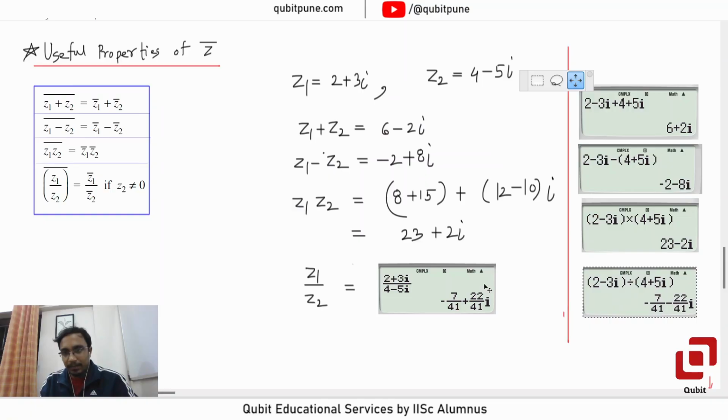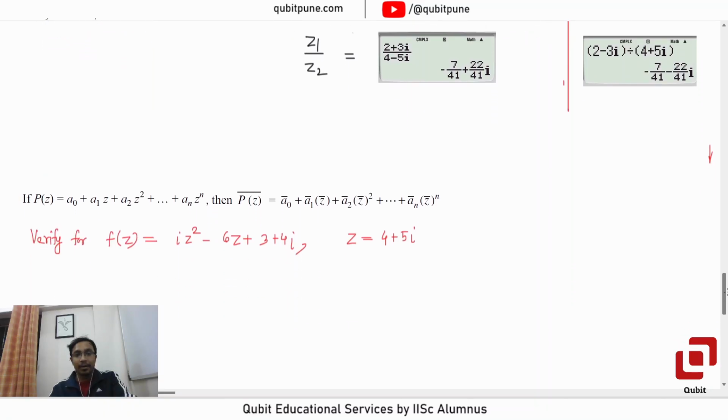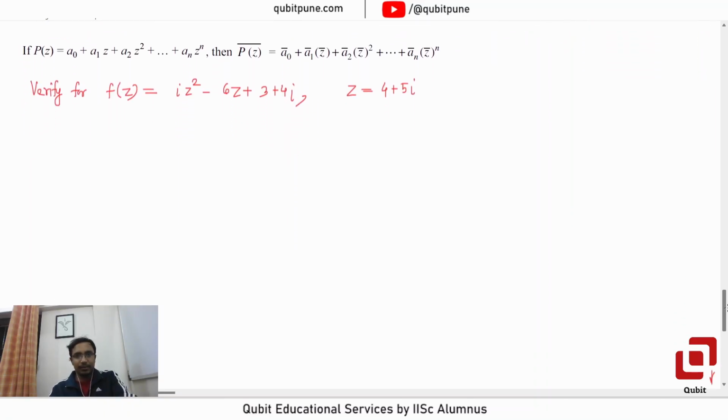So remember these results for bar, because for the modulus of a complex number, we can always use the polar form r e to the power i theta, which immediately leads to results like the modulus of the product is the product of the moduli. So we'll see those results later, but these are the basic results. No doubt in these? Okay.